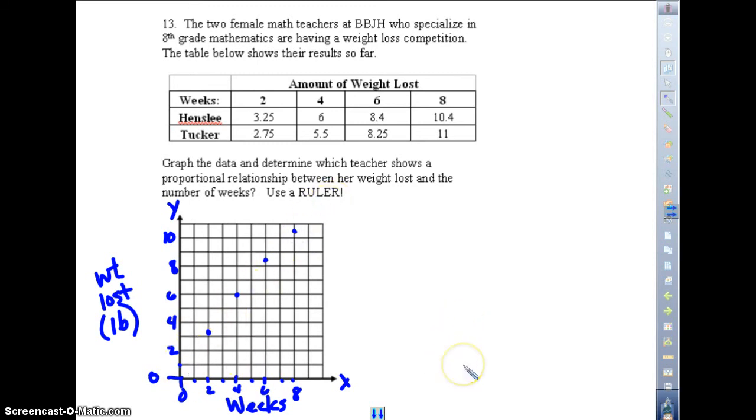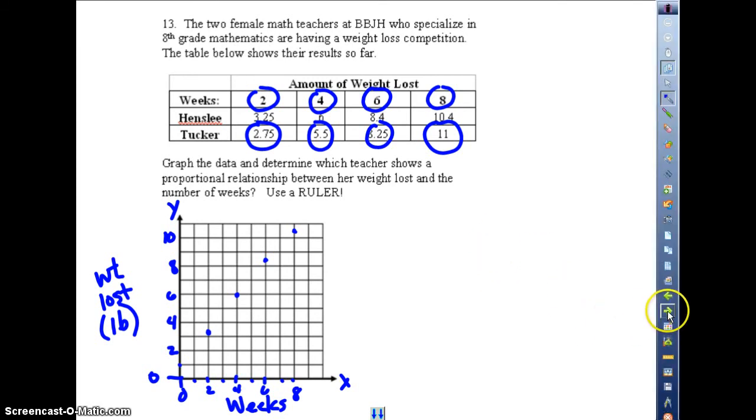You could grab a different color pencil or something else and then graph the same thing, number of weeks versus Mrs. Tucker's weight loss. Graph these ordered pairs. Once you have both graphed on the same graph, tell me which teacher shows a proportional relationship between her weight lost and the number of weeks, and I'm going to want to know, how'd you know? If it's Miss Hensley, why do you think that? If it's Mrs. Tucker, why do you think that?